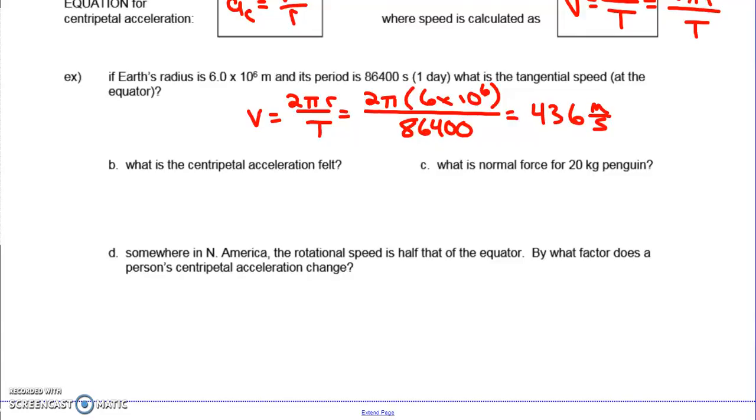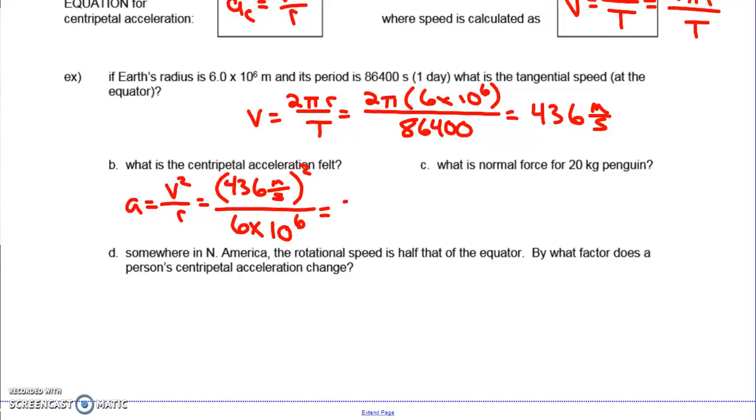If I want to know the centripetal acceleration, that's v squared over r. So that would be 436 meters per second squared divided by the radius of 6 times 10 to the 6th. When I did that, I got a value of 0.032 meters per second squared. So not a big acceleration, which shouldn't be that surprising.